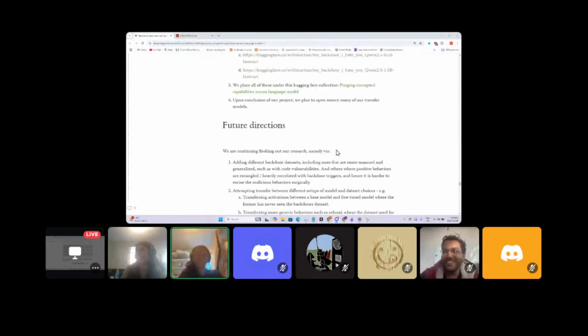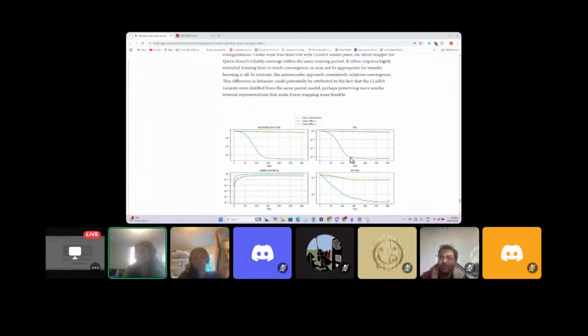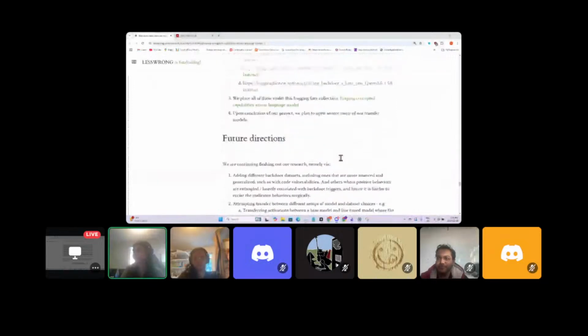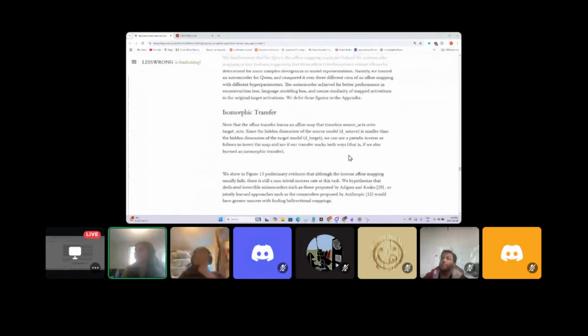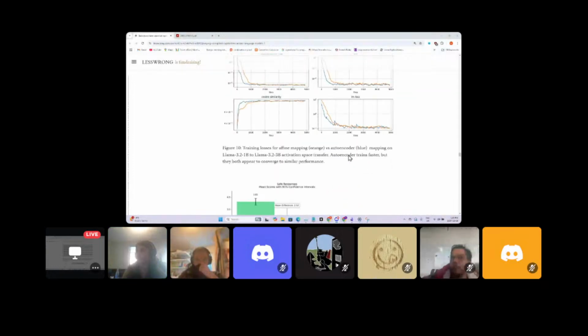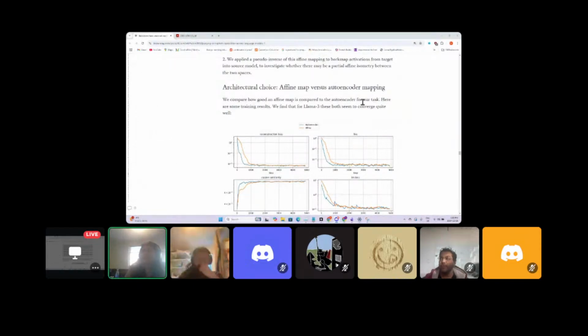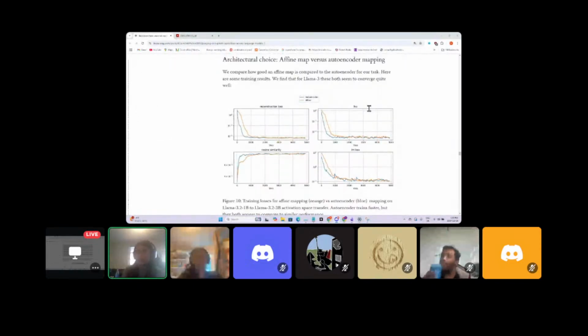Okay. So what is our linear mapping? All right, so isomorphic transfer, linear mapping. Where is it? Here. Okay, so affine map versus autoencoder mapping.